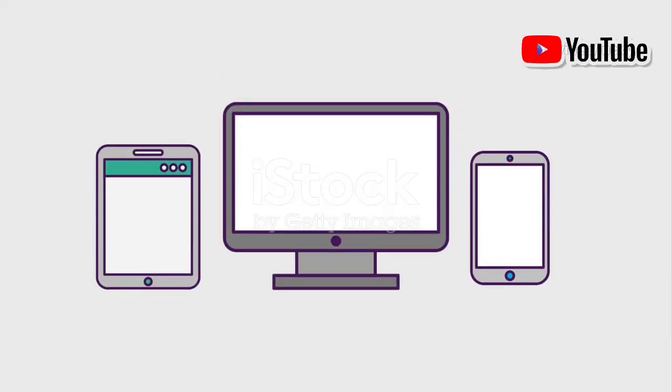HTML is the language used to create web pages. It provides the basic structure of sites, which is then enhanced and modified by other technologies like CSS and JavaScript. Think of HTML as the skeleton of a web page, giving it shape and form.